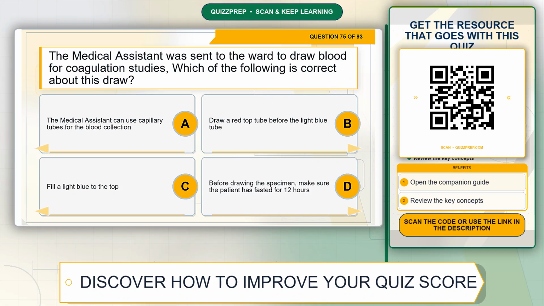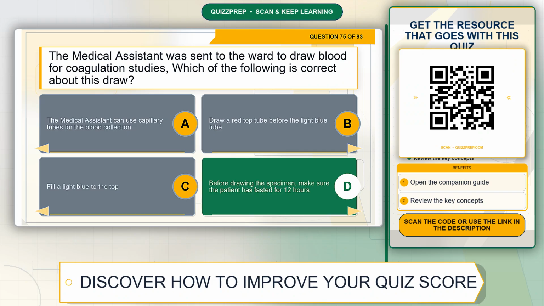Question 75. The medical assistant was sent to the ward to draw blood for coagulation studies. Which of the following is correct about this draw? Option A, the medical assistant can use capillary tubes for the blood collection. Option B, draw a red top tube before the light blue tube. Option C, fill a light blue to the top. Option D, before drawing the specimen, make sure the patient has fasted for 12 hours.